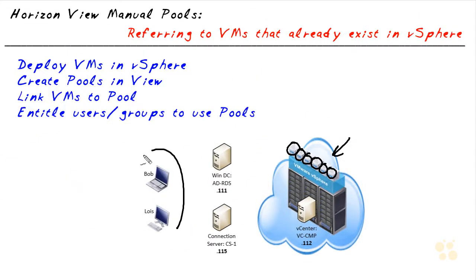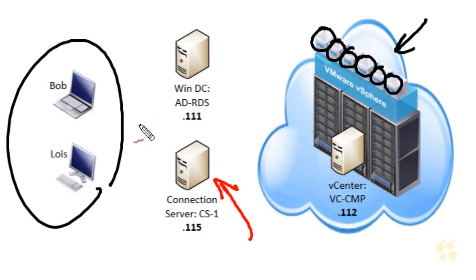And we have a whole bunch of users that might want to use those resources, but how do we allocate the right resources, the right VMs, to the right users? And if we're using manual pools, it goes something like this. We log into the View Administrator at the connection server, and we create some pools. For example, maybe we create a pool called engineering, and another pool called sales.